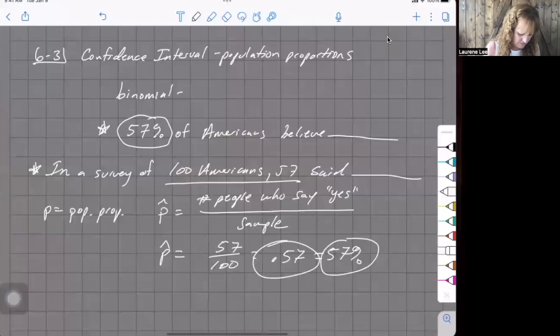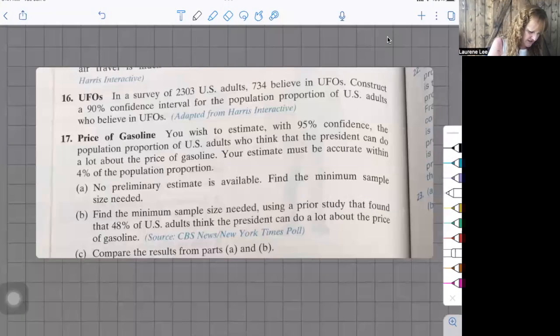Actually, let's look at a problem first. We're going to look at this first one, number 16. In a survey of 2,303 US adults, 734 believe in UFOs. So my first step is to decide, is this a population mean or a population proportion problem?